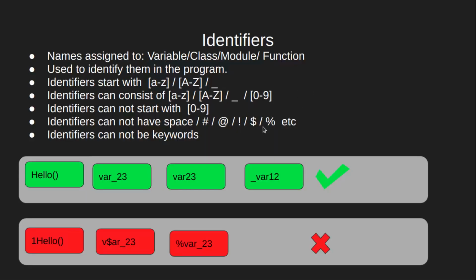All right. Now, standard examples are listed here. This is a function name which starts with a capital H. It is okay. This is a variable which has underscore in it. It is okay. Variable with numbers in it. It's okay. Variable starts with an underscore. It is okay. But a variable cannot start with a number. A variable cannot have a dollar symbol in it. A variable cannot have a percentage symbol in it. All these are not valid identifiers.